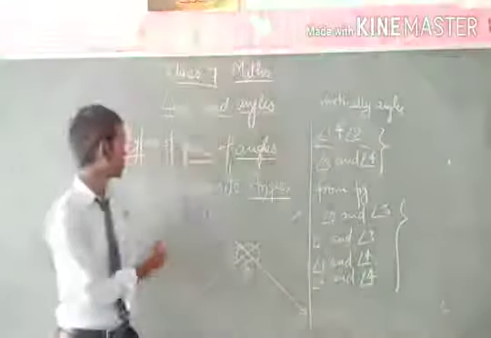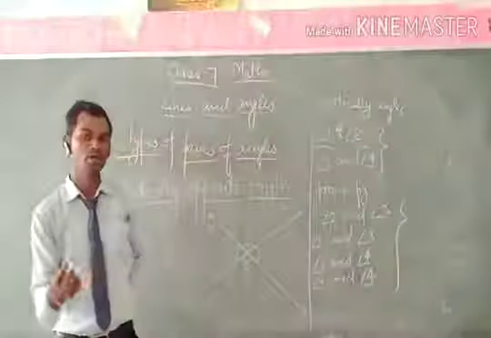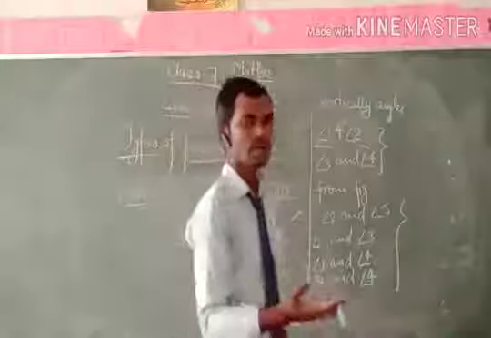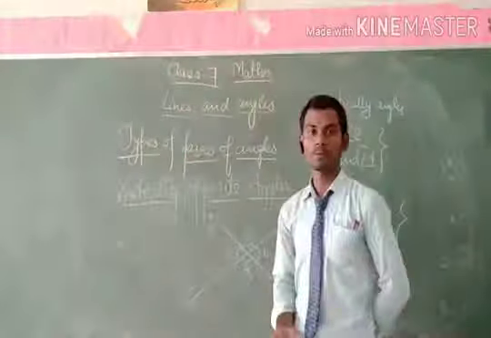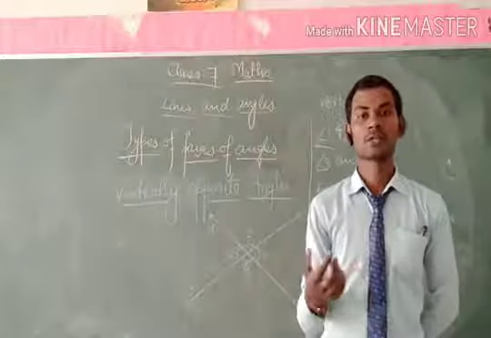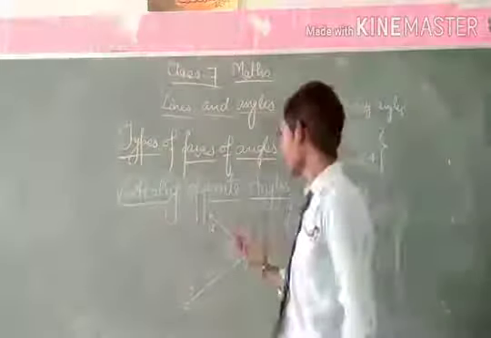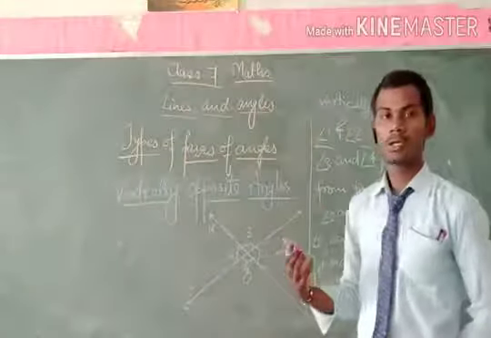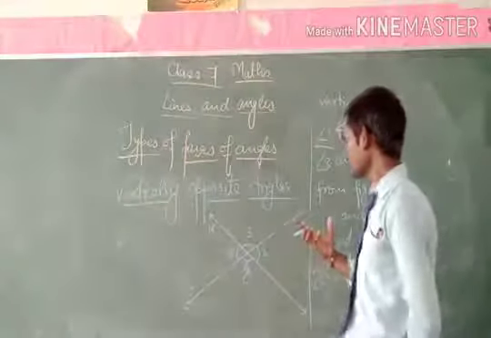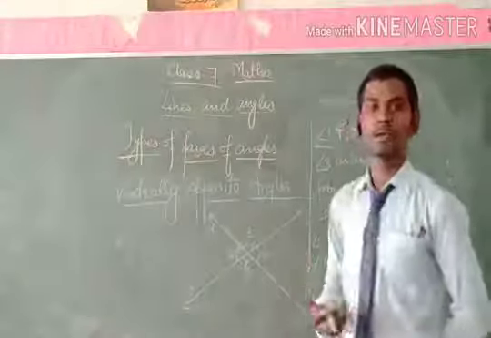So these are the two types of pairs of angles that we have discussed here. That is first the linear pair, and second the vertically opposite pair. And some pairs of angles are left here that we will discuss in our next video.